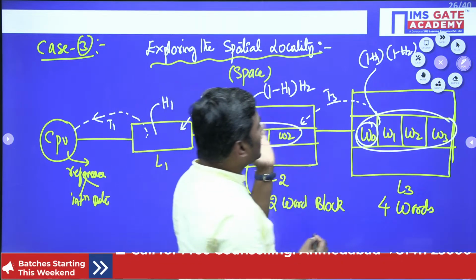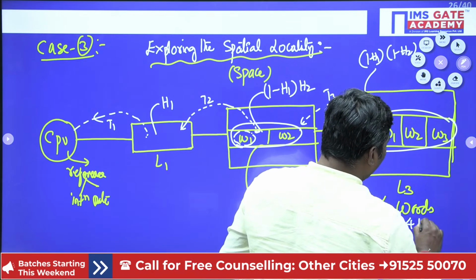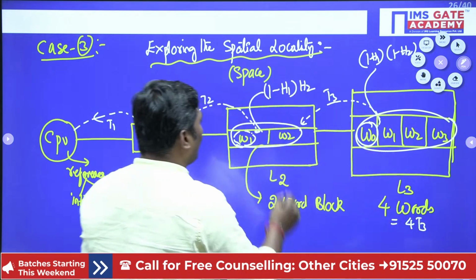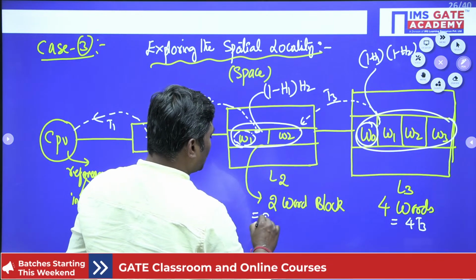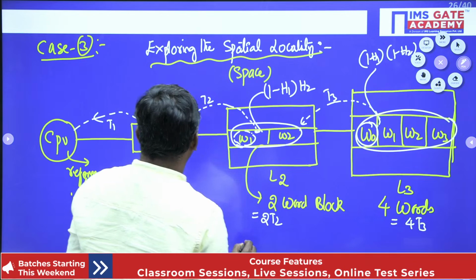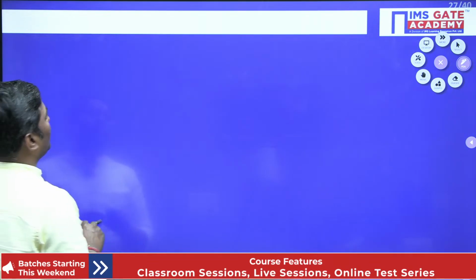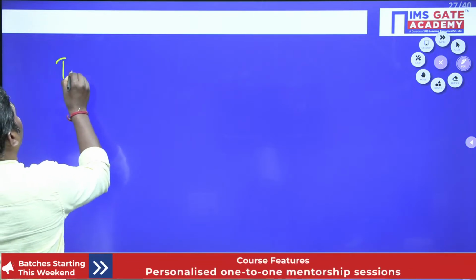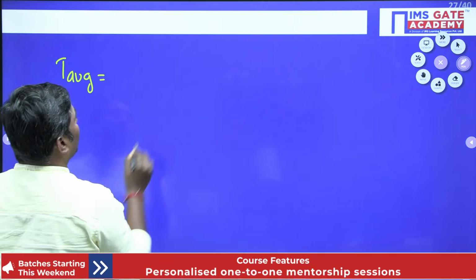Now one word transfer, how much? T3. How many words are you going to transfer here? 4 words. 4 into T3 will happen. One word transfer is T2. How many words are you transferring? 2 words, right? 2 into T2 will happen here. Here only one word should transfer, that's T1 only. So with this respect, if I want to write the expression for T average access time, in simplified form only I am writing now.